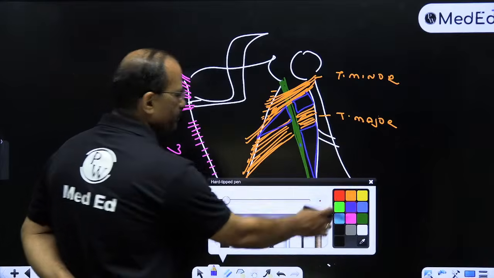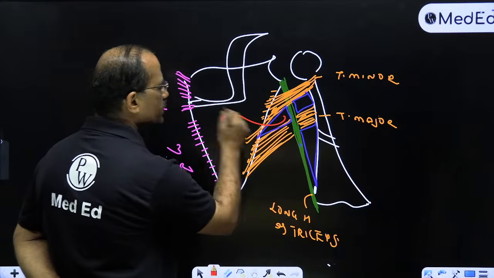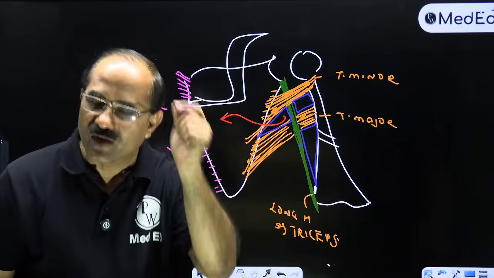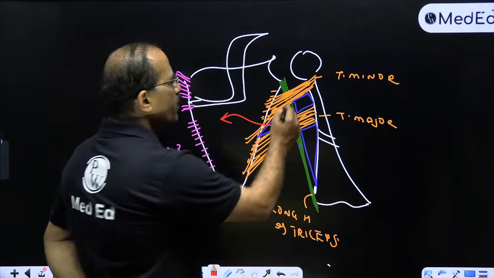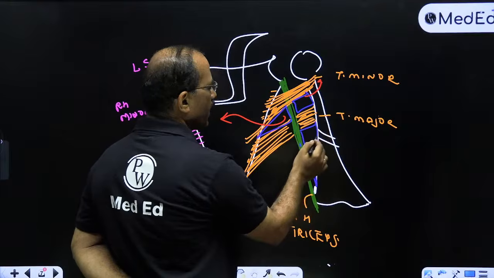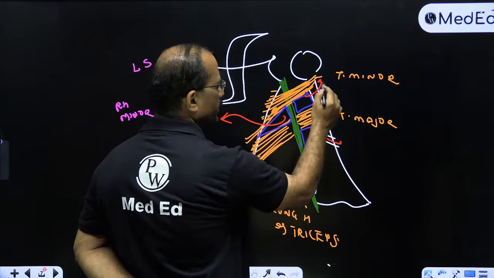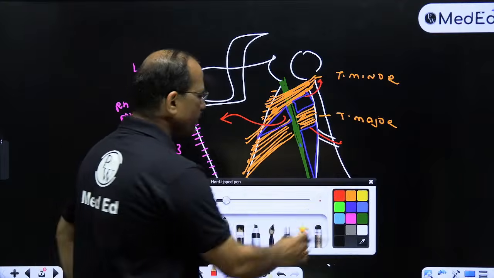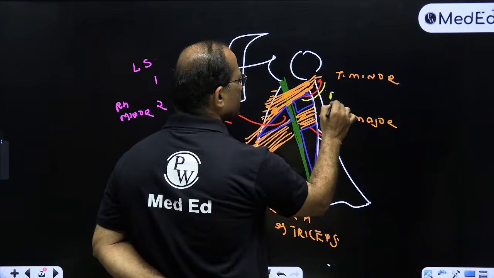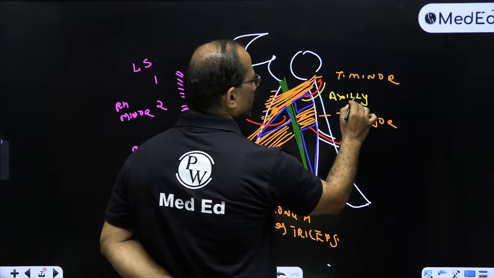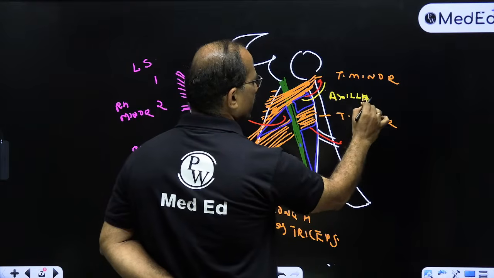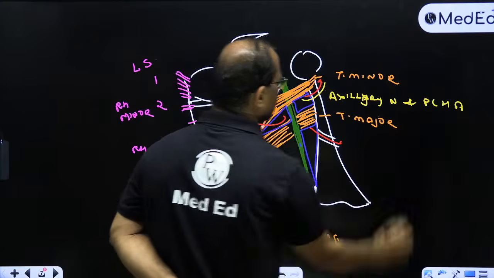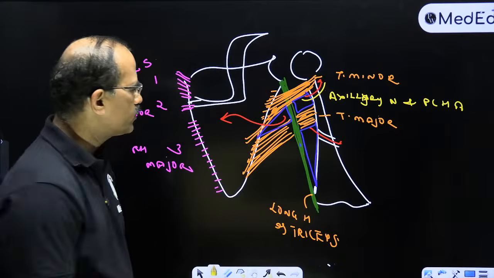Quadrangular space आप बोल सकते हो. What is this structure which comes to the upper triangular space? वो है circumflex scapular artery. What is this artery which passes through the quadrangular space? हाँ, ये कौन है? Posterior circumflex humeral artery, and there's a nerve here. That's an axillary nerve. Axillary nerve and posterior circumflex humeral artery.